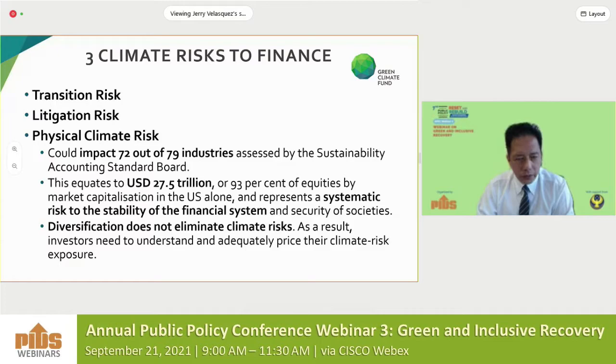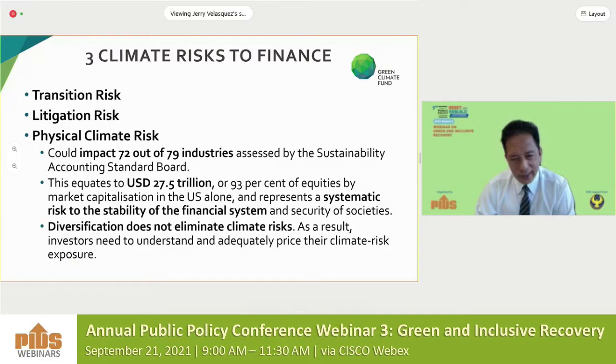Litigation risk is the risk that you might get sued, because most fossil fuel companies might get sued over this in the future. They know that risk and they carry it. The third risk, which very few companies and the financial system in general understand, is physical climate risk. Many companies and the financial system do not account for it. Of all the risks, this is the one they understand the least.